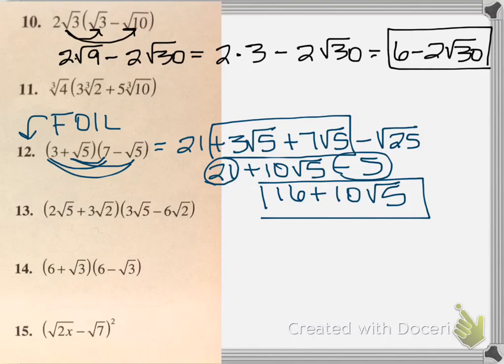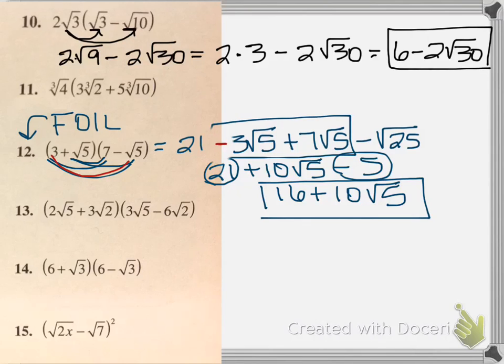I just realized I had a sign issue in that problem. When I did 3 times square root 5, that should have given me a negative 3 square root 5. So I'm going to make a modification here. I just have to change a sign. That should have been a negative.